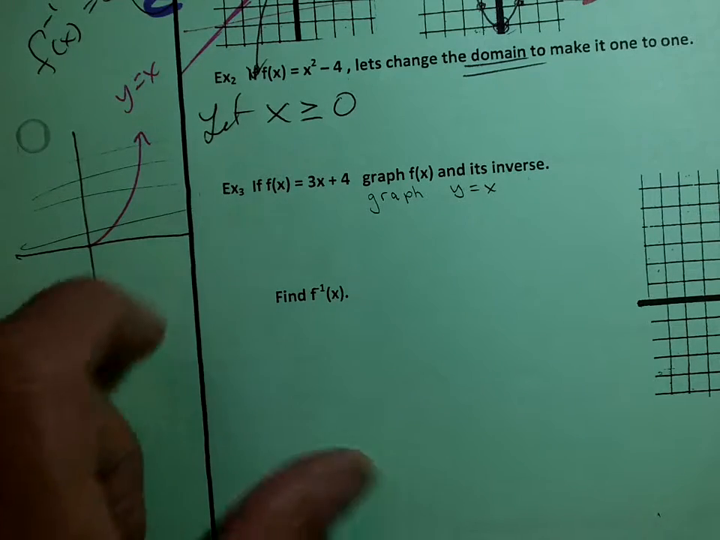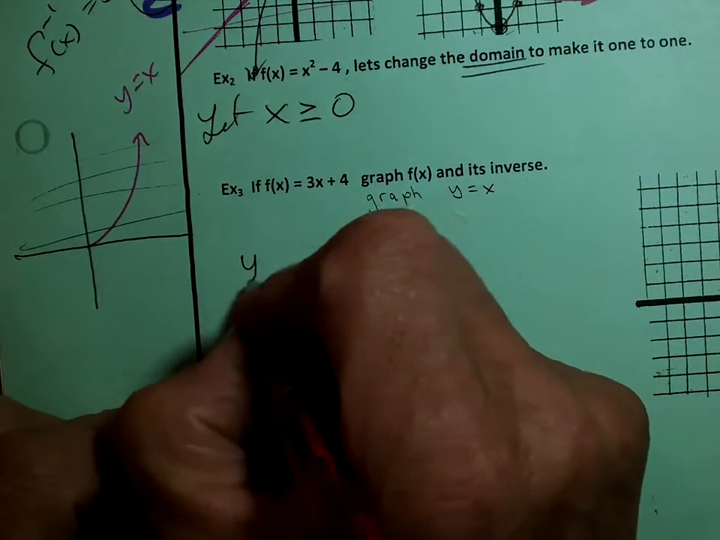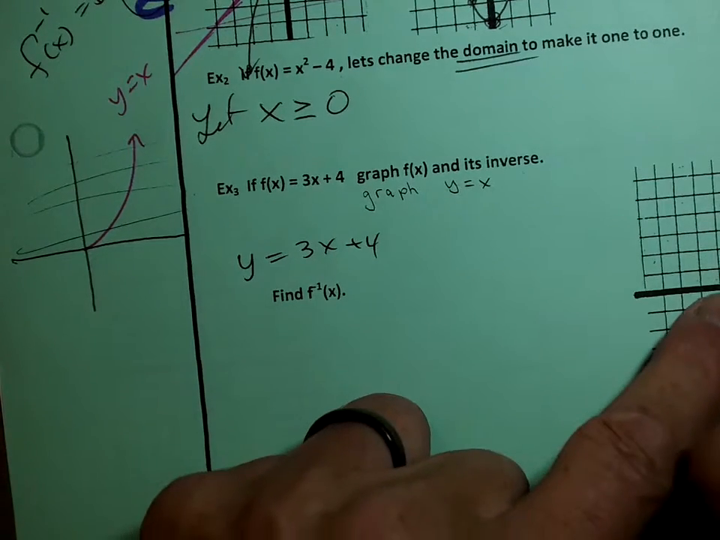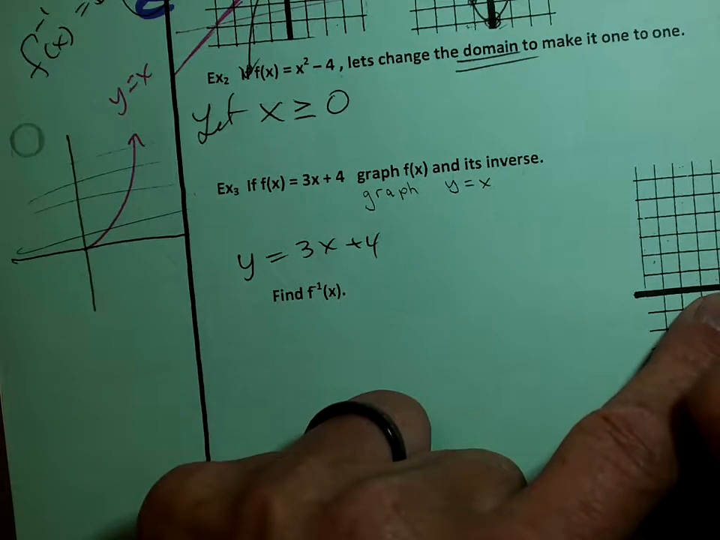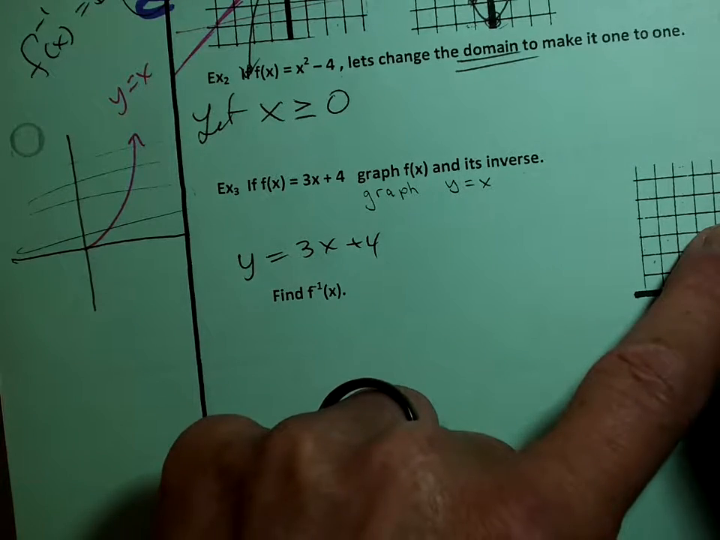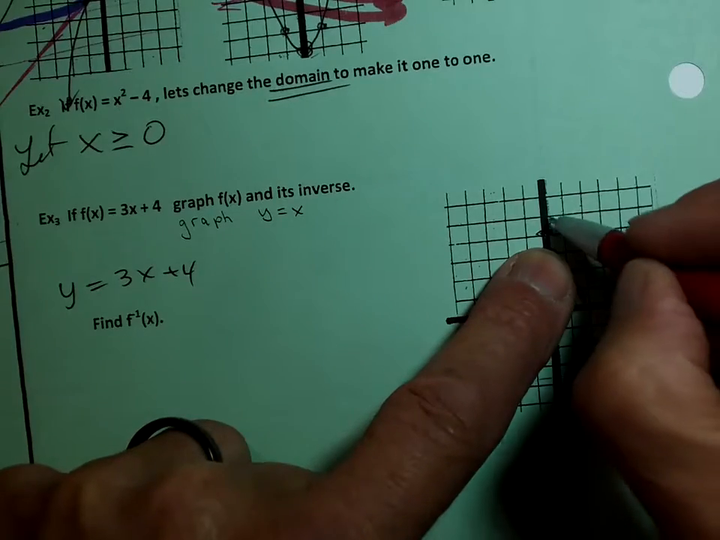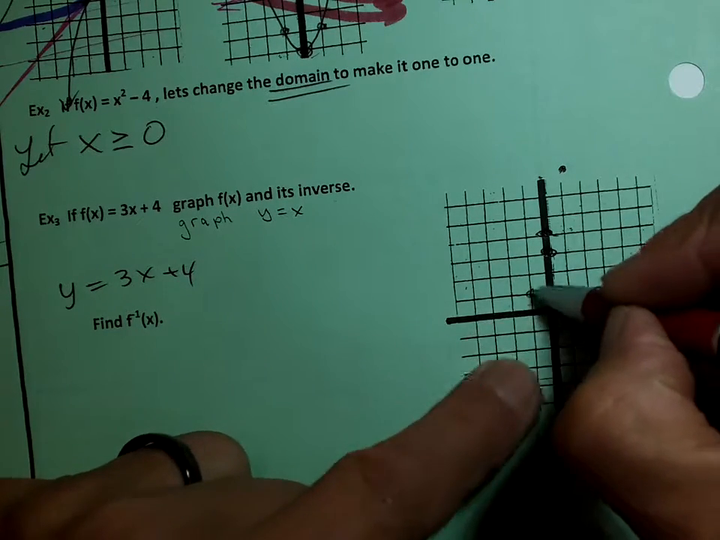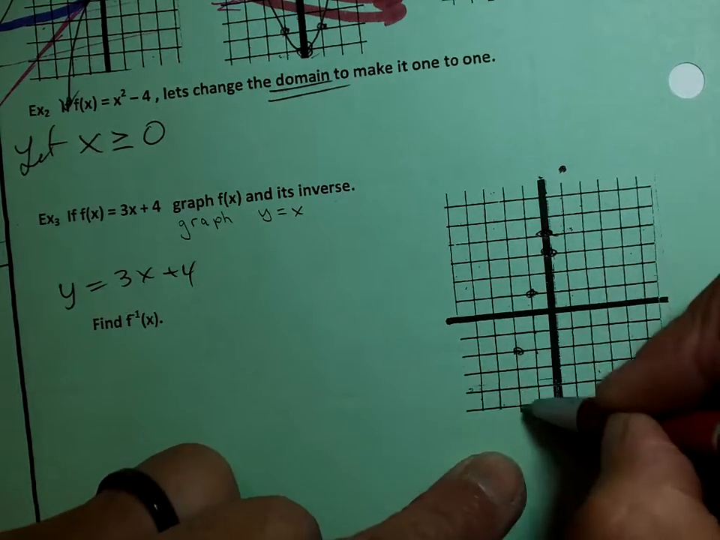Now, example 3. Let's graph it. I've got y equals 3x plus 4, right? 1, 2, 3, 4. And I'm going to go up 3 over 1, 1, 2, 3. Down 3 over 1.